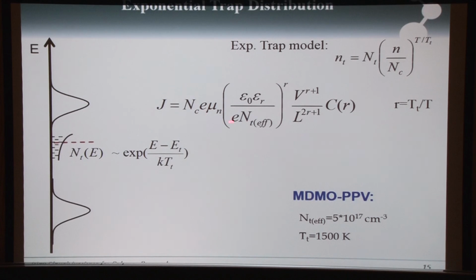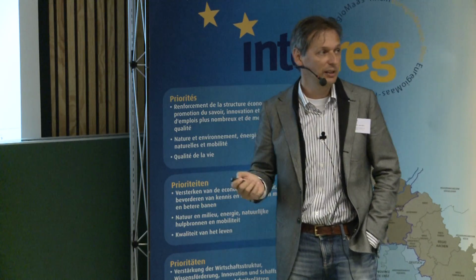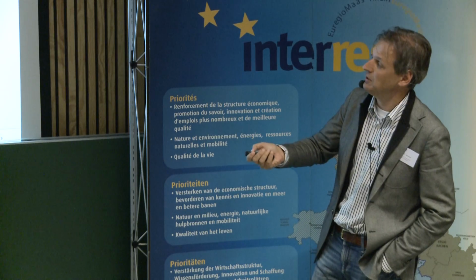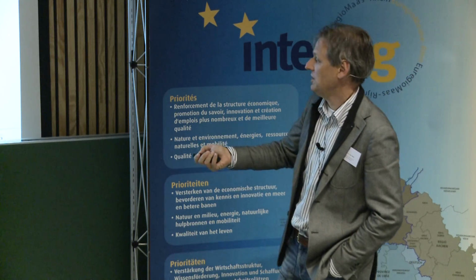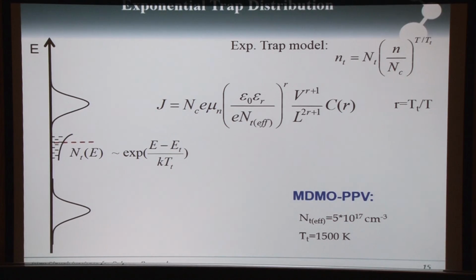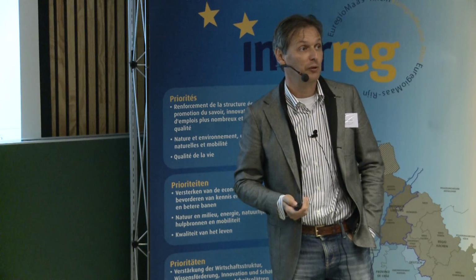And the amount of traps that's here in the prefactor is a number in the 10 to the 17 per cubic centimeter. So apparently in this polymer, the MDMO-PPV that we measured here, we have an impurity in the band gap with this density in the 10 to the 17th regime. And that captures our electrons, and therefore we have a low electron current.